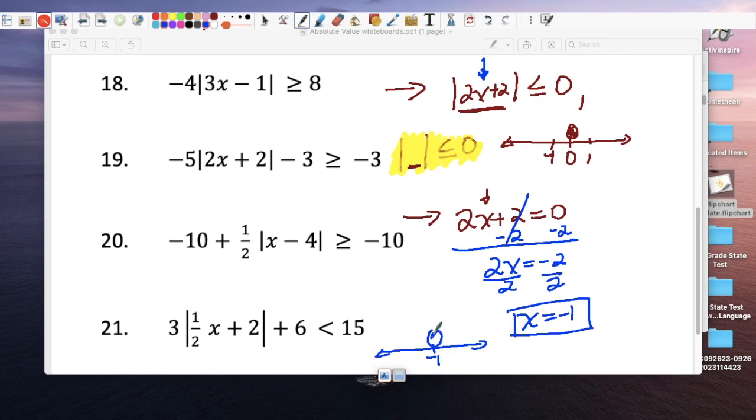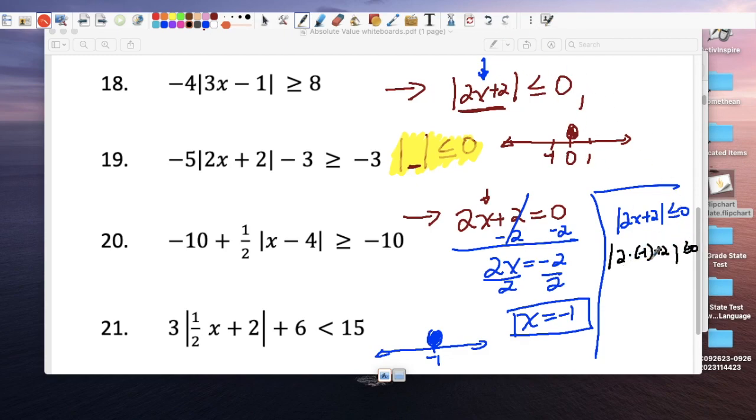Shade -1 because -1 apparently is the solution, but nothing to the left of it and nothing to the right of it will make it true. Well, let's play it out. Let's take my inequality, 2x plus 2 less or equal to 0. I'm replacing the x with -1. So we're going to get 2 times -1, then we're going to add 2, and then less or equal to 0.